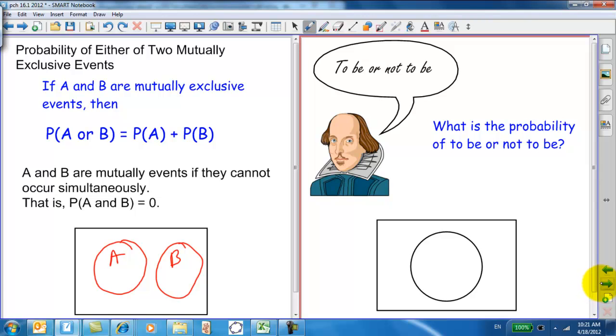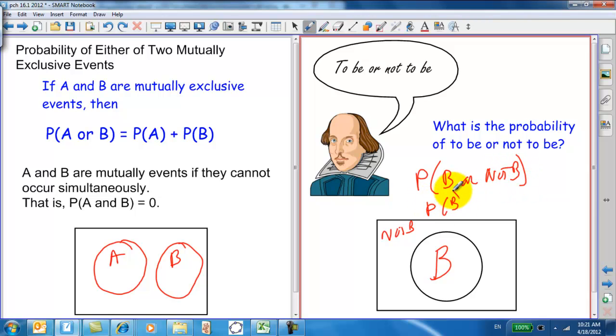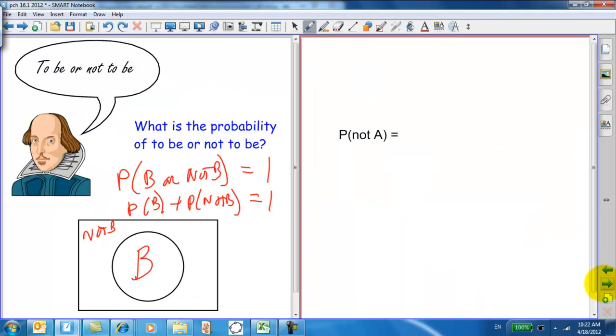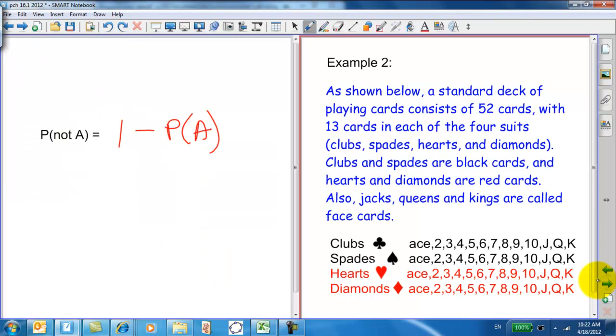To be or not to be, says Shakespeare. What is the probability of to be or not to be? Here's to be, B. Here's not be, out here. The probability of B or not B. These are mutually exclusive events. So the probability of B plus the probability of not B. Well, clearly this covers everything and it's equal to 1. Something is or it is not. There is no in between. So the probability of not A, we can subtract off and say 1 minus the probability of A. Very handy little formula here. It'll come up in our next example.